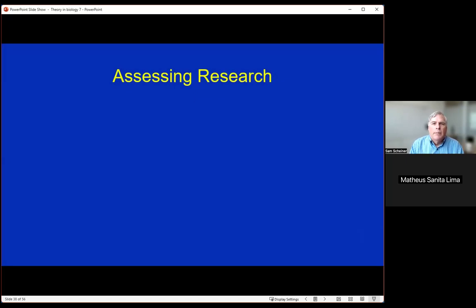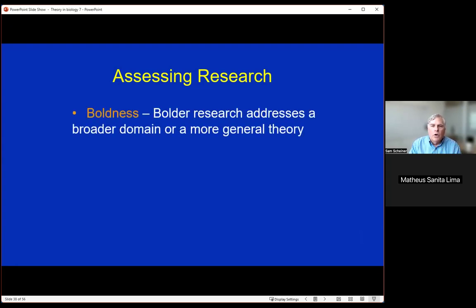So I mentioned that we can use this structure for assessing research. So what do I mean by that? What is a bold research program? Well, bolder research addresses a broader domain or a more general theory, right? So we have this hierarchy. A model is about a particular domain. For example, the Breeder's equation is about how quantitative traits change over relatively short periods of time.